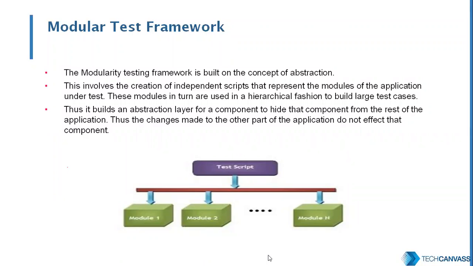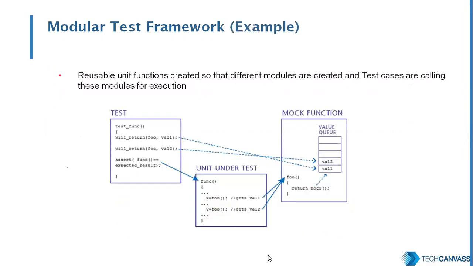Now, every application has some specific functionality which can be used in specific test cases. So instead of writing those steps again and again, we write those steps in one place and call those functions again and again if they have to be reused. That is why it builds an abstraction layer for the component to hide the rest of the application, and the changes made to those reusable functions will not affect the entire set of test cases. Let us consider an example for modular testing.